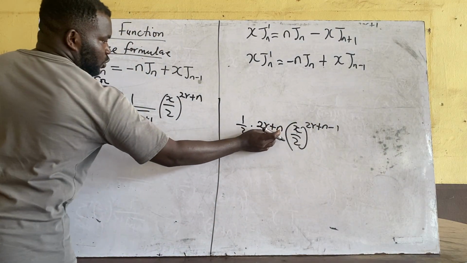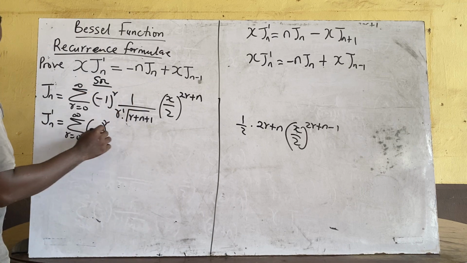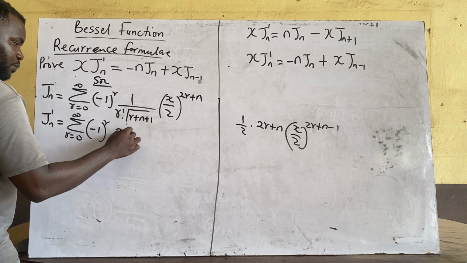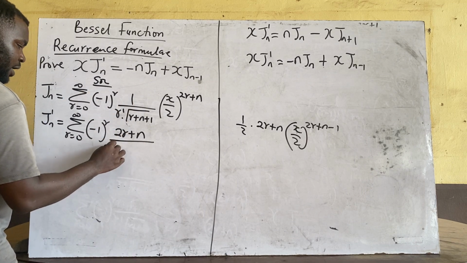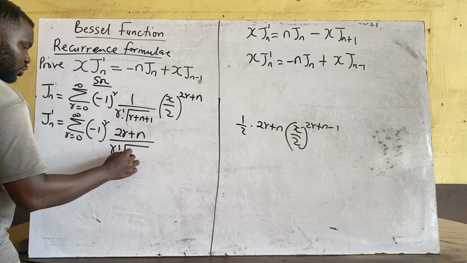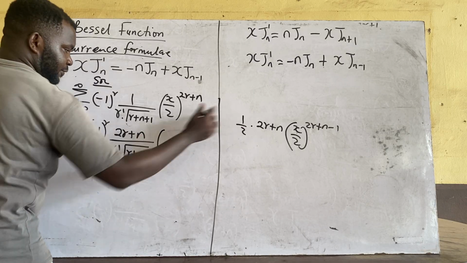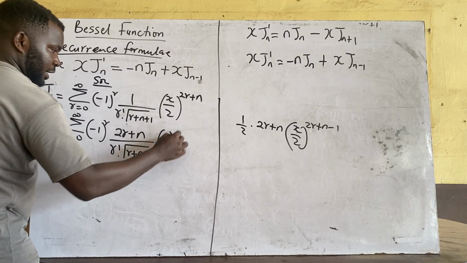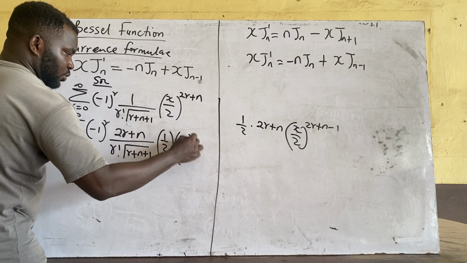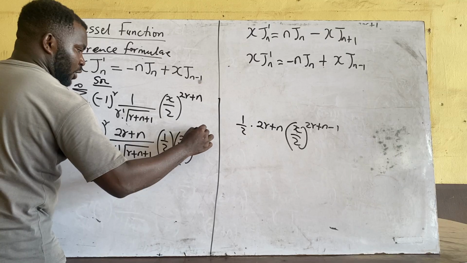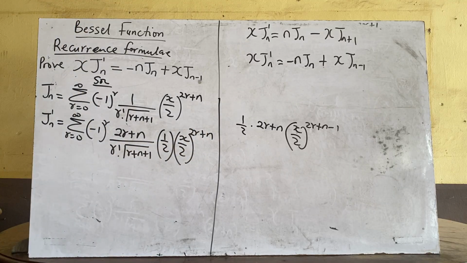So permit me to carry this one and put it on top of this place. So I'll have 2r plus n all over r factorial, the gamma function of r plus n plus 1. Okay, and I have 1 over 2 here. Then I still have x over 2, then I'm having 2r plus n. Okay, so this is how it is. So the next thing we should do is to multiply by x.